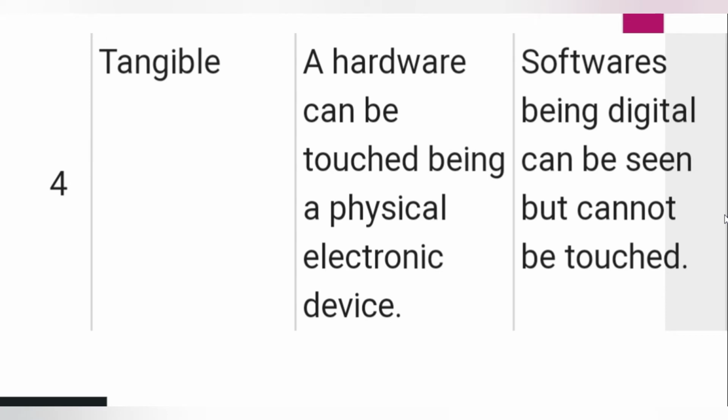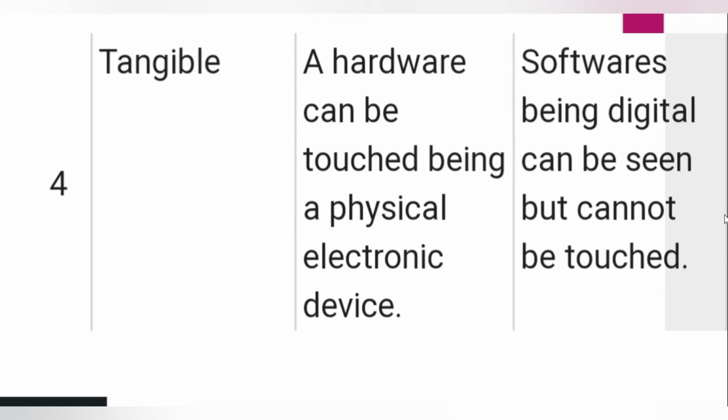Next is tangible. Now what is tangible? Let's see. Hardware can be touched, being a physical electronic device. As we know, hardware is a physical part, and a physical part we can touch, right? Hardware is the component of the computer which we can touch and feel. Now tangible about software. Software, being digital, can be seen but cannot be touched. Software is not tangible, meaning we can see that software is loaded in a computer system, but we cannot touch it like hardware.